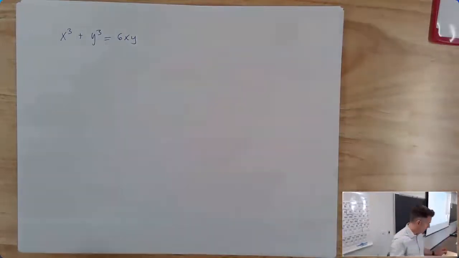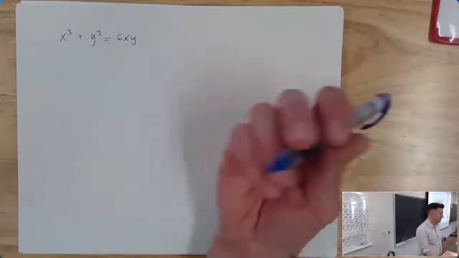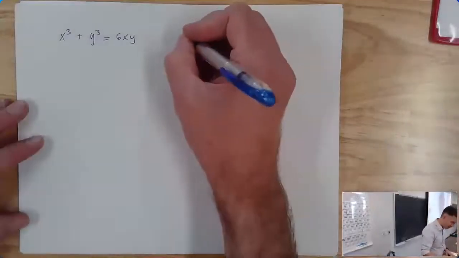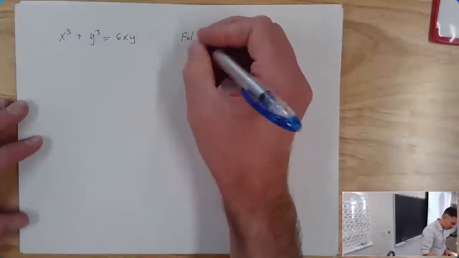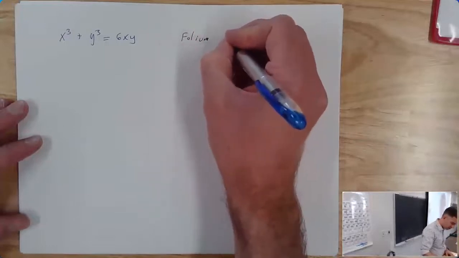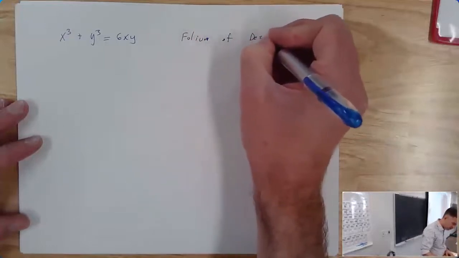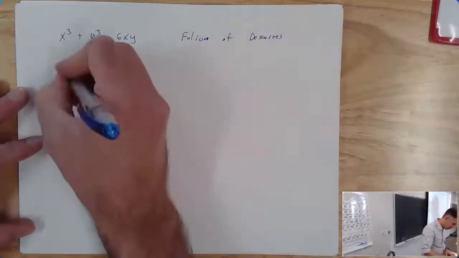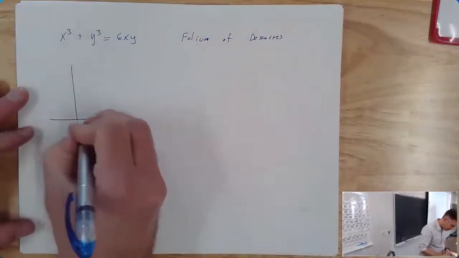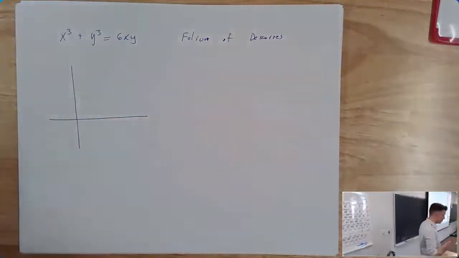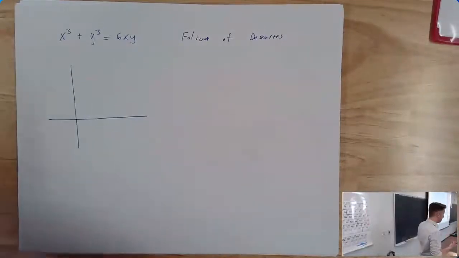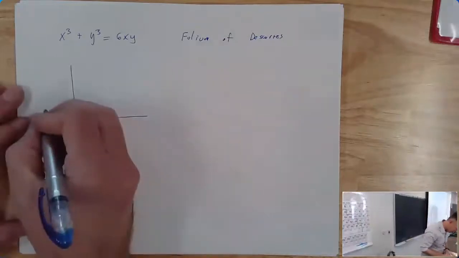All right, we talked about this equation. By the way, this is a famous equation. It's called the folium of Descartes. And it looks vaguely like this. You should totally, if you have a chance, graph it in Desmos. You can graph things that aren't functions in Desmos just by writing this equation. It's kind of nice. But it looks kind of like this.